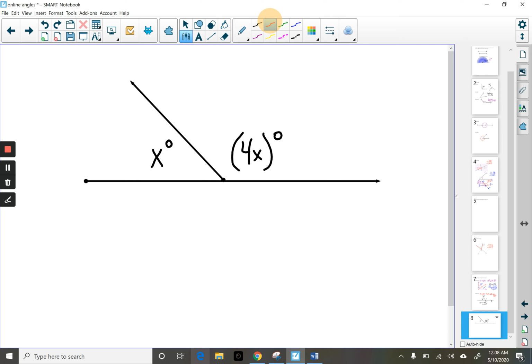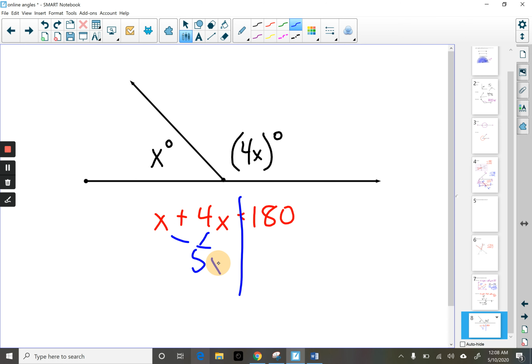Well, what we can do is take these and say I have to add up to 180. What if I took this and solved it? What is x plus 4x? Oh, it's 5x equals 180 degrees. Divide both sides by 5. What is that? That's 36. I hope that's right. If it's not right, please leave it in the comments that it's wrong. x is 36 degrees right here.